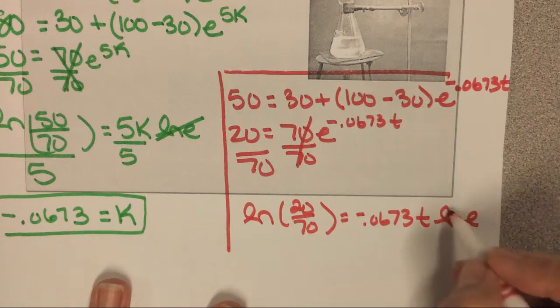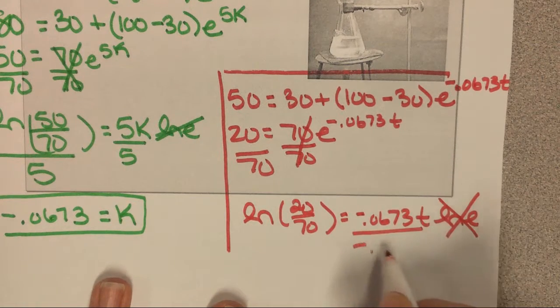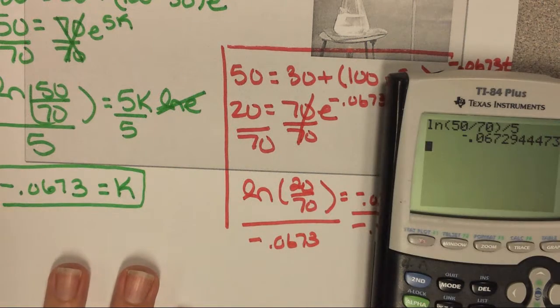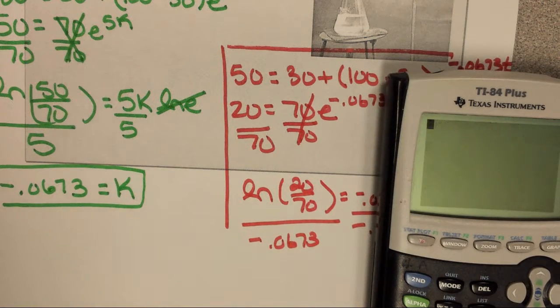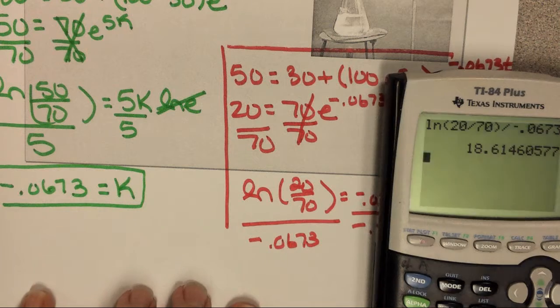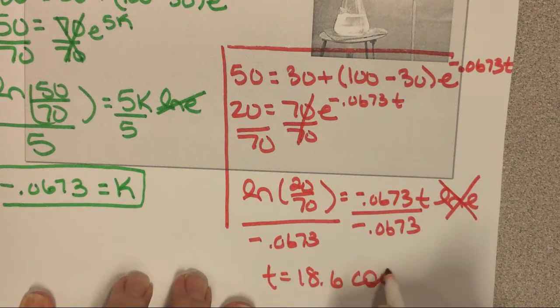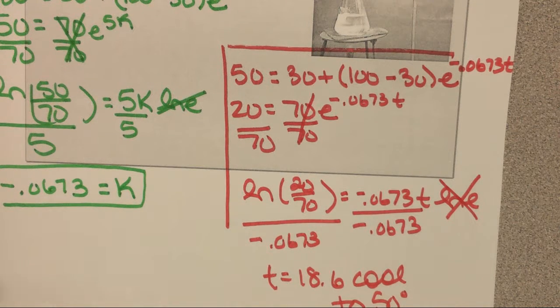The ln of E is 1. Then I'm going to divide by my K. So when I type this in my calculator, I'm going to have the ln of 20 divided by 70, divided by my K, which is negative 0.0673. So it's going to take about 18.6 minutes to cool to 50 degrees. That's it. Okay, let's go do another one.